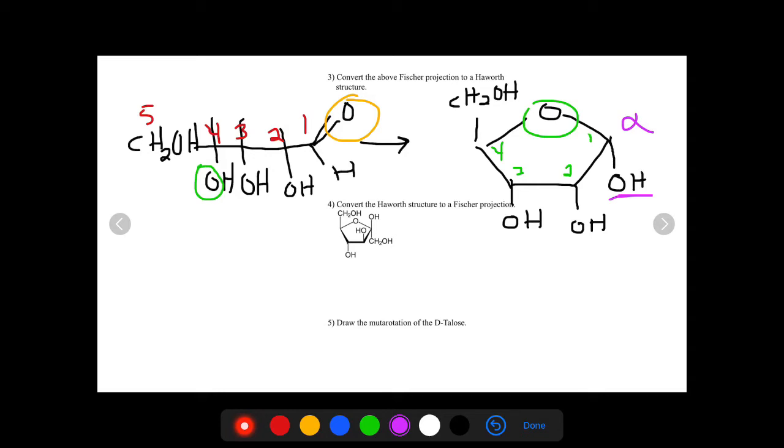Okay, then we have convert the Haworth structure to a Fisher projection. And we need to know whether to have a D or an L sugar. So we're just going to assume that this is going to be a D sugar. So just looking at how many carbons we have, this would be carbon 1. Oh, I'm sorry. This would be carbon 1, 2, 3, 4, 5, and 6. So we have 6 carbons in our structure. I'm going to draw it over here.